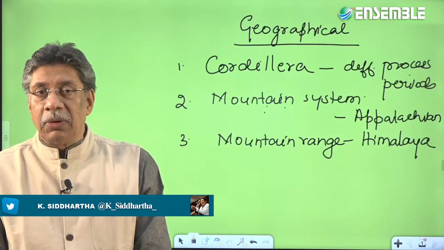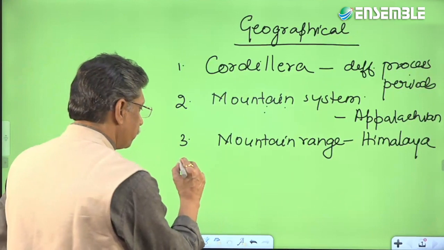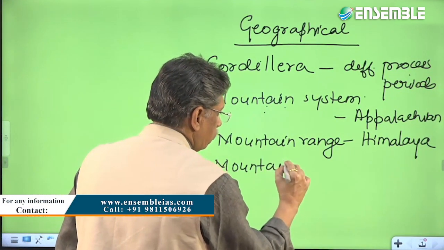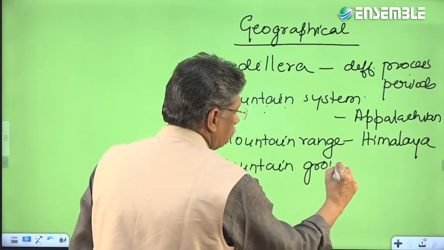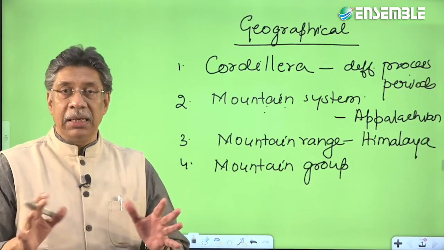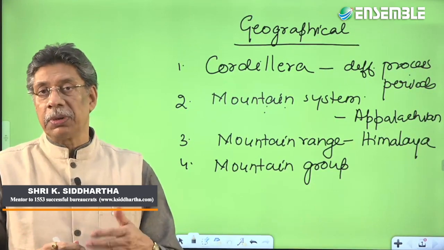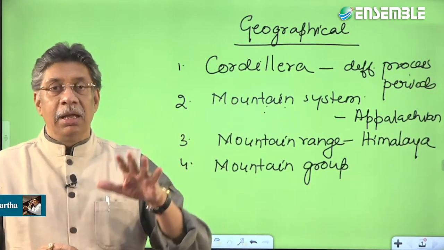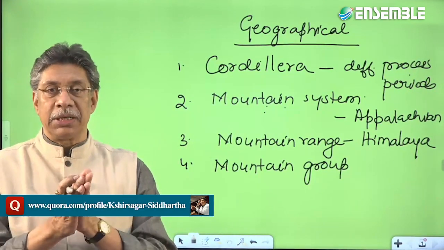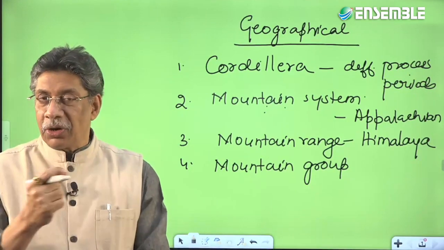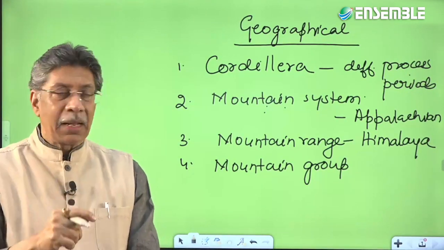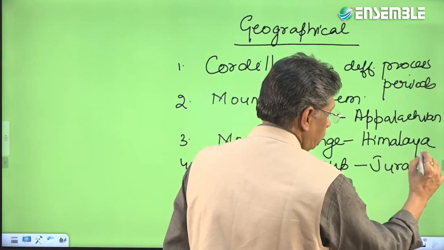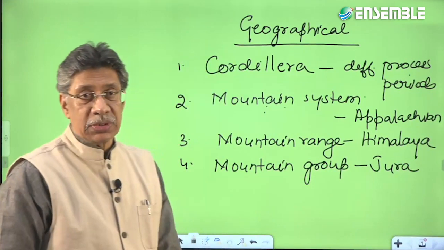The fourth is a mountain group. Now, mountain groups are highlands composed of different mountains with a proper arrangement. It's a highland, that means not exactly a mountain range, it's a highland of different mountains with a proper arrangement. That means maybe arranged in a north-south manner or arranged in a circular manner. The best example in this case is that of the Jura Mountains. That's going to be one part associated with it.